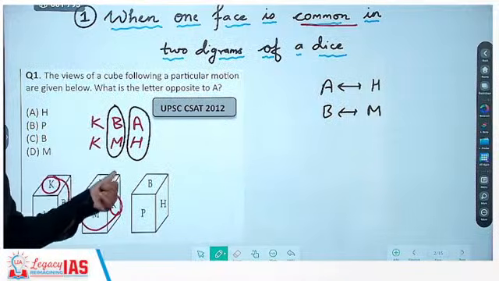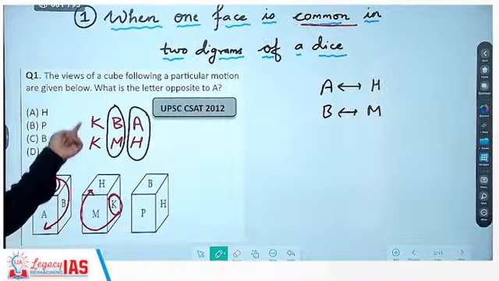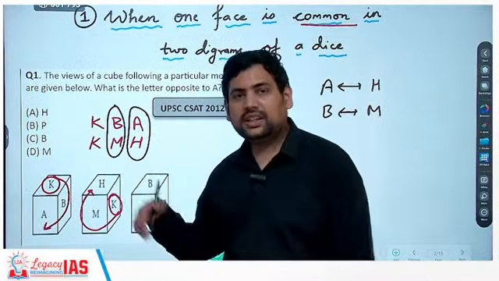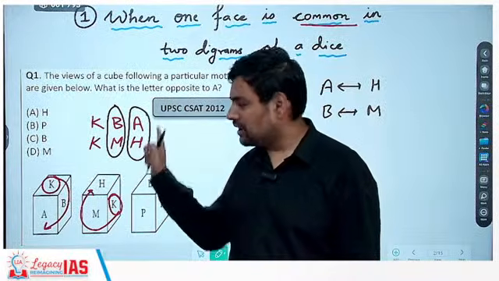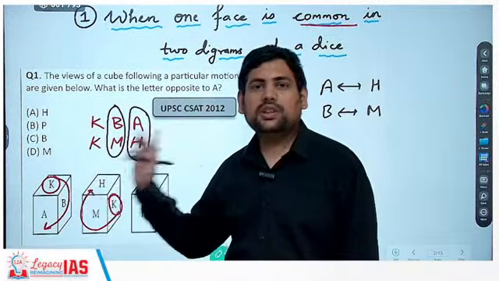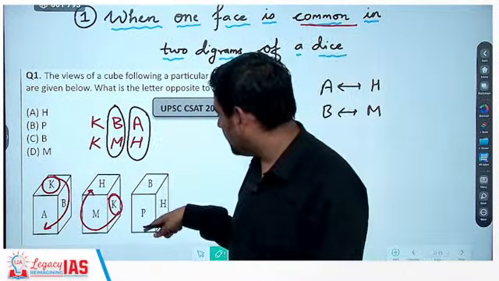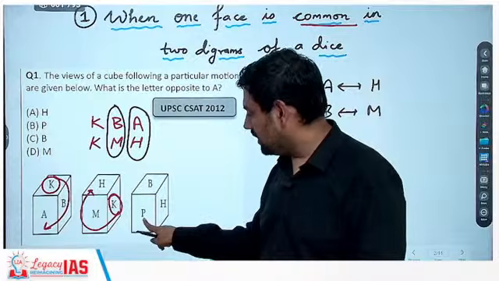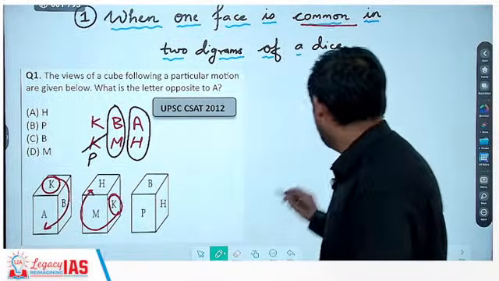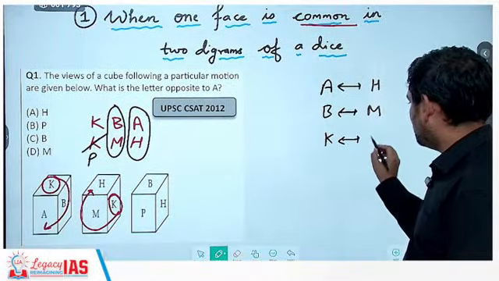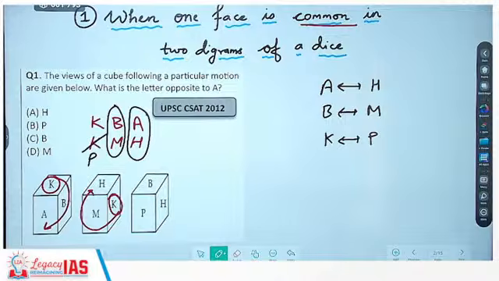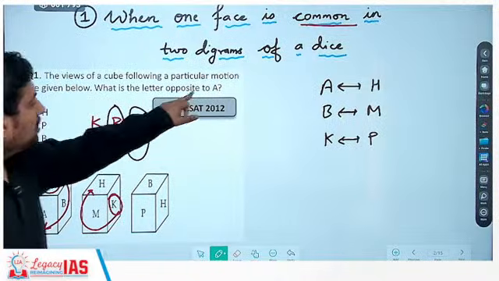Now, K was the common element. Of course, K is not opposite to K, there must be some other letter. Four letters are gone and K also, so 5 letters are gone. Whatever remains becomes opposite to K. Which letter is remaining? P is not used till now. So K is opposite to P. Understood? Now the question was from 2012, it was asking the letter opposite to A.